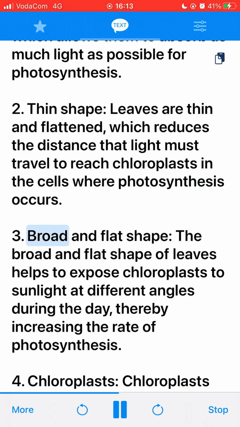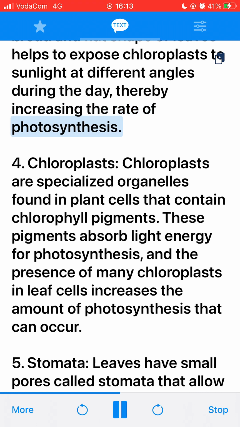3. Broad and flat shape. The broad and flat shape of leaves helps to expose chloroplasts to sunlight at different angles during the day, thereby increasing the rate of photosynthesis.